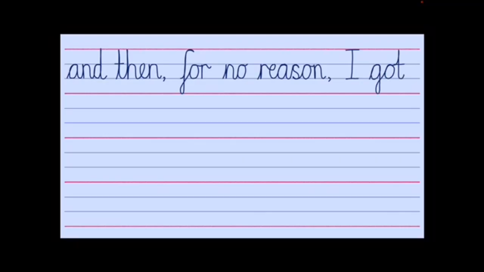And then, here we're going to put a comma because we're adding an extra little bit of detail. For no reason, for no re, rhymes with see, and we add son at the end. Or we could say re-a-son. We have another comma. And then, for no reason, now we've had the extra little bit of detail, we carry on with our sentence. I got lost.